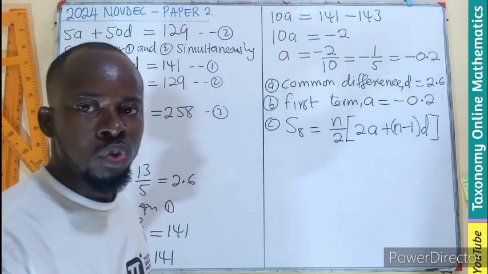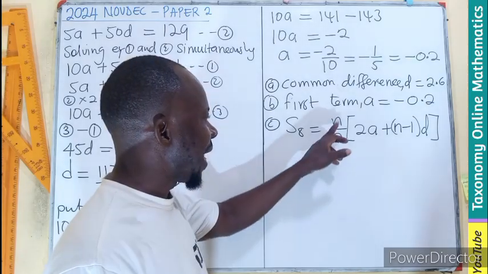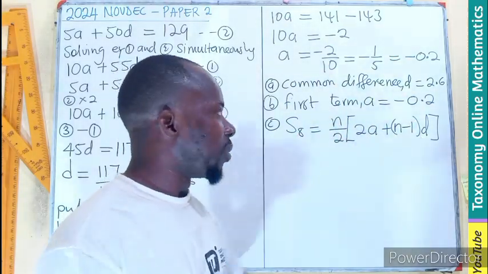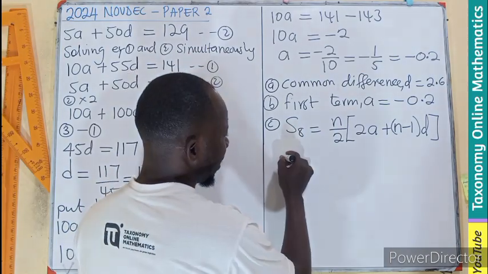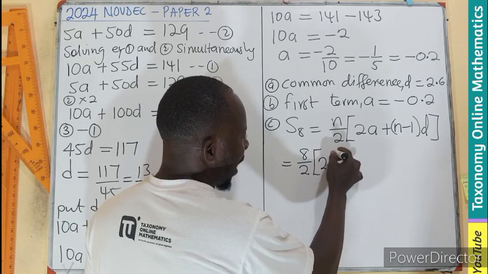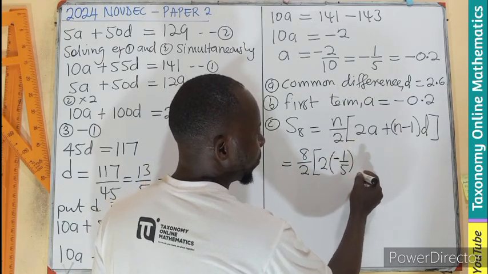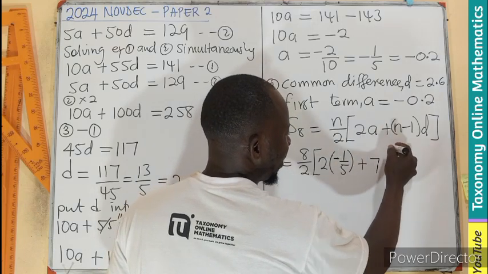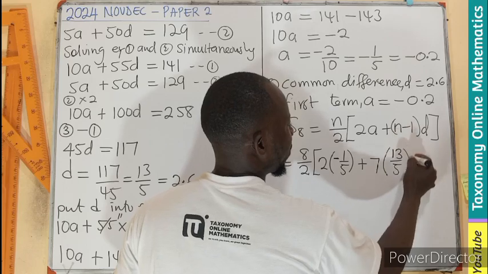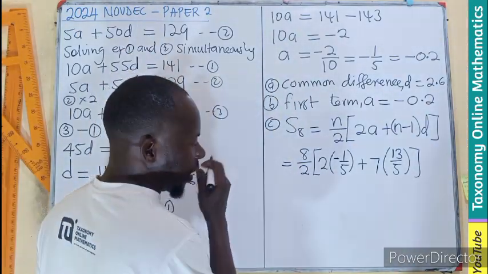So what is left is to do substitution into this. Okay, so let's do the substitution. The n is the 8th term, the a is what we found, the d is what we found. So per substitution, I can have my 8 divided by 2 times a, which is negative 1/5. I will use the fraction form, plus 7 times the d, which is what? 13/5. That is per substitution, right? So what happened? Let's see.